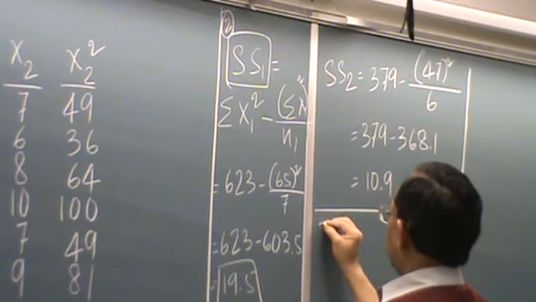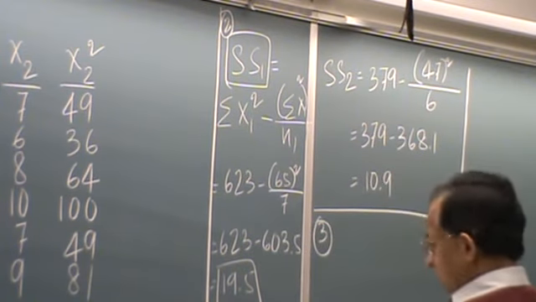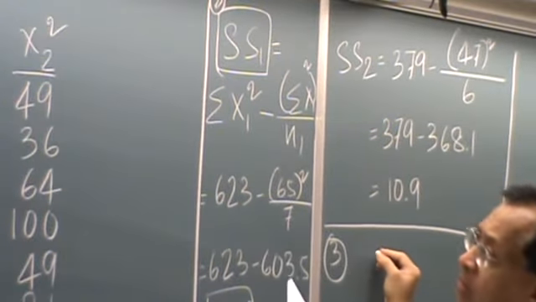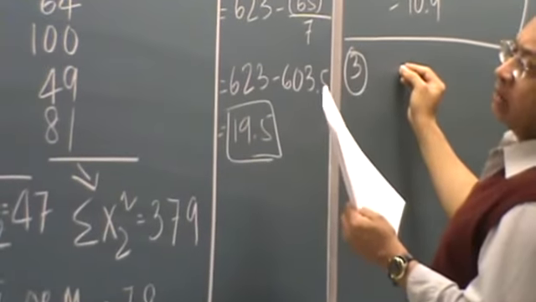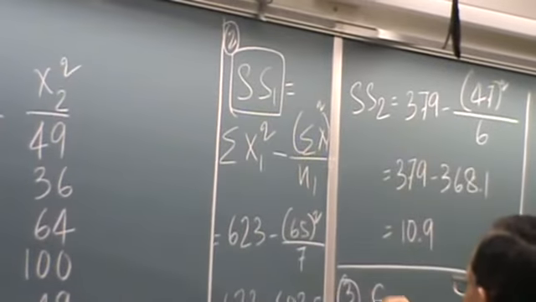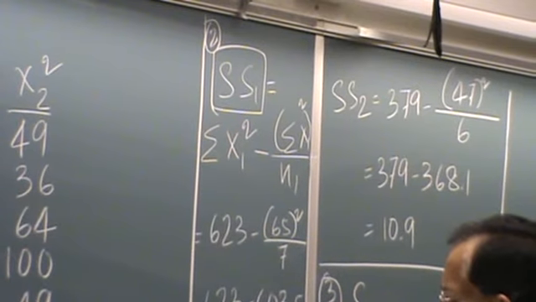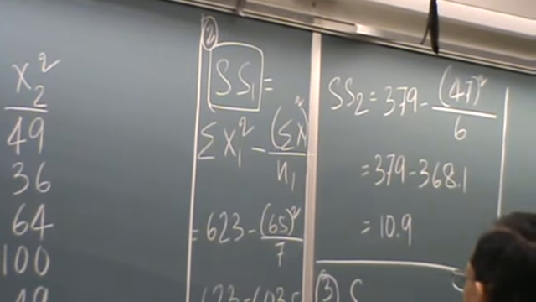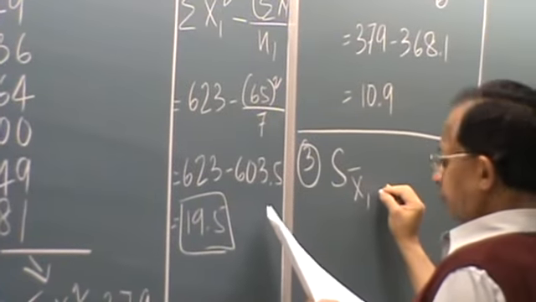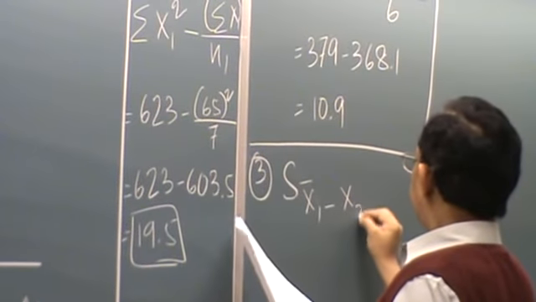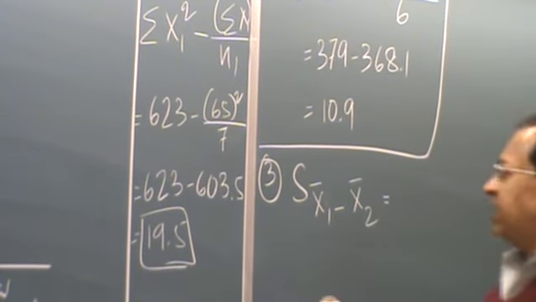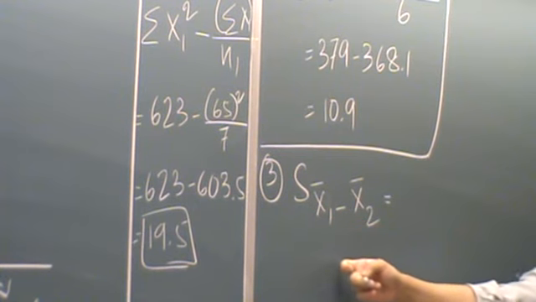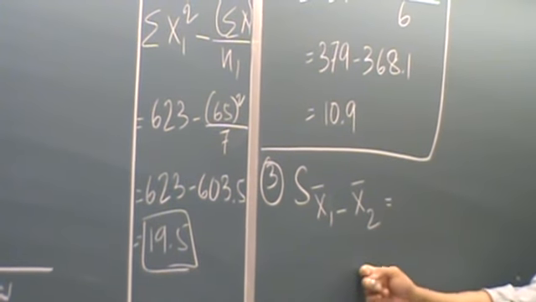Now we are going to do the third one. Third one, we are going to do this difference between means. Again, you can write it as M1 minus M2. Either way is fine.